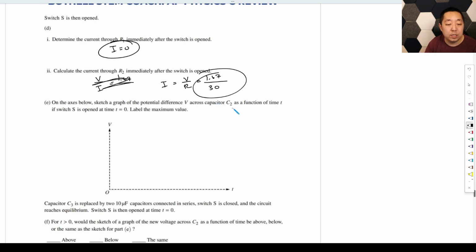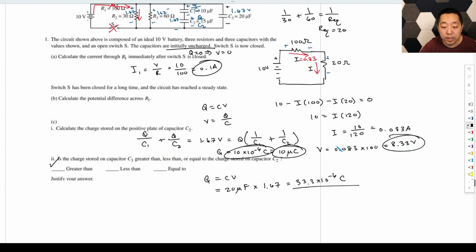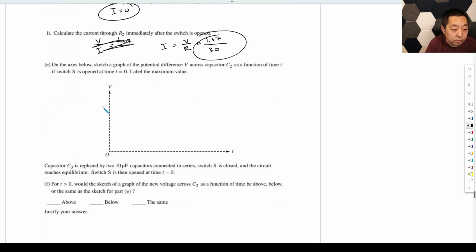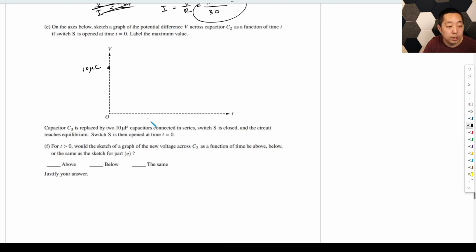Now we want the potential difference across capacitor C2 as a function of time. If switch S is open at time 0, label the maximum value. So we know it started with the same charge, so the maximum value is 10 microcoulombs. And eventually, if you wait a long time, there's going to be no current. And if there's no current, then the voltage drops are going to be 0 across all these, because the voltage drops here match whatever the voltage drops here. So if the current through here is 0, then the current through the resistors is going to be 0, and so we're not going to have any charge left over. So it's just going to decay and discharge all the way down exponentially to 0, like that.